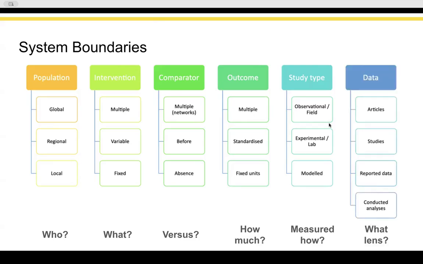And then also importantly, what lens are we using to look at this question? So are we looking at the analyses that the authors conducted on the data they extracted, or are we just using authors' own data and looking through those studies at the underlying data? Are we interested in the studies and what those authors looked at, which is more of a mapping question? Or if enough evidence exists, could we have a look at review articles? So the lens there could be that we are looking at articles that have already synthesized evidence. And that will depend very much on the evidence base that you're looking at.